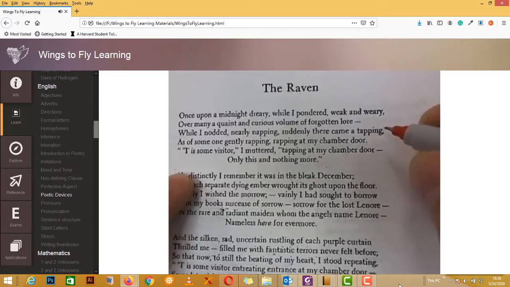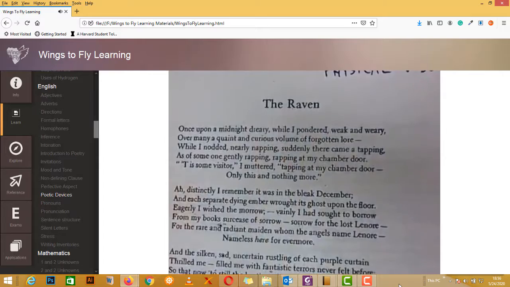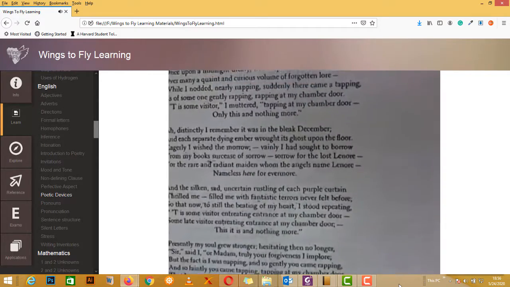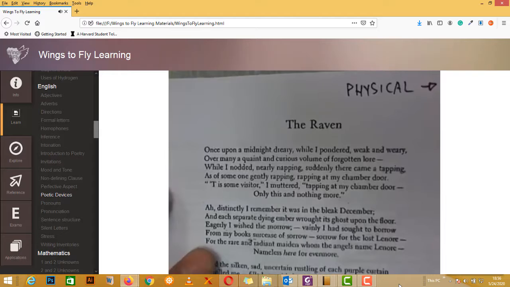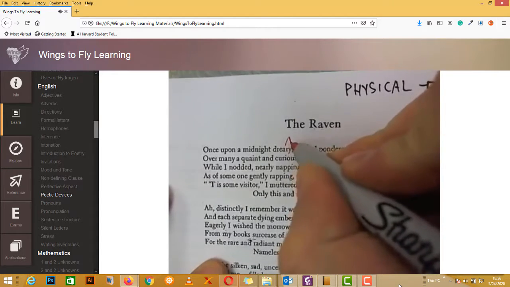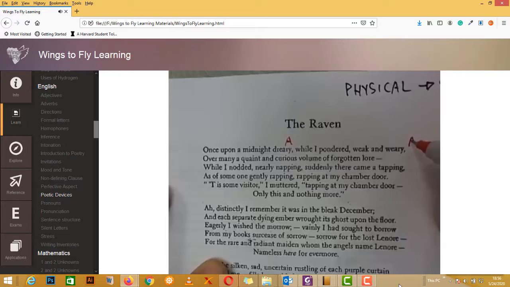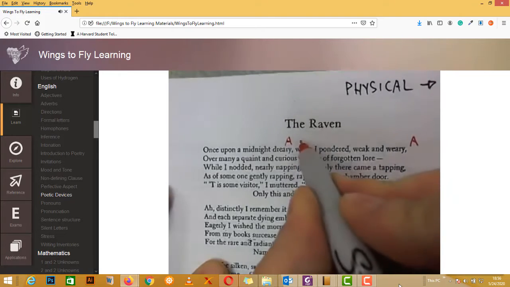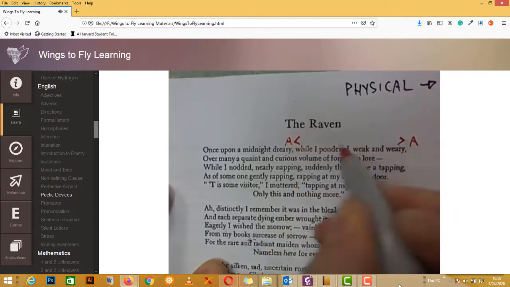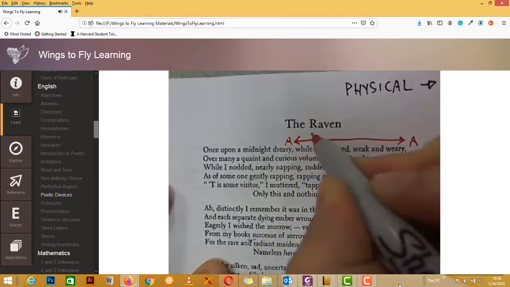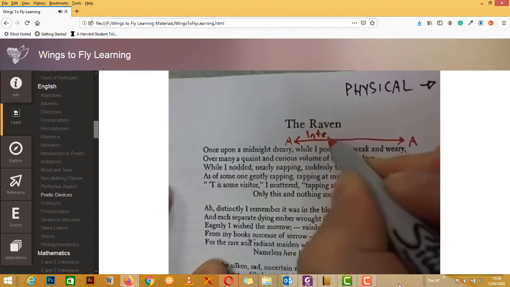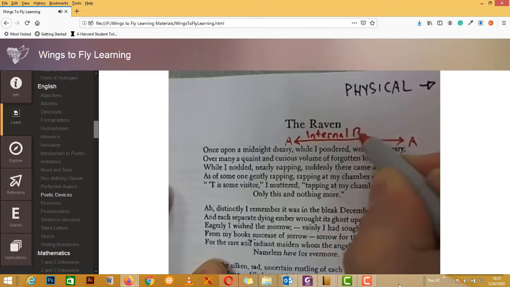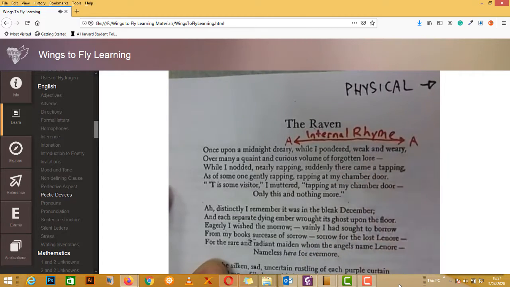We find the first rhyming word. In this case, it's weary and dreary, which, incidentally, is also inside the line. And when you have rhyming words that go inside the line like that, we call that internal rhyme. So dreary and weary, give that an A, because it's the first rhyme.